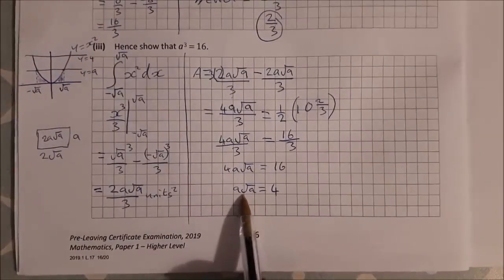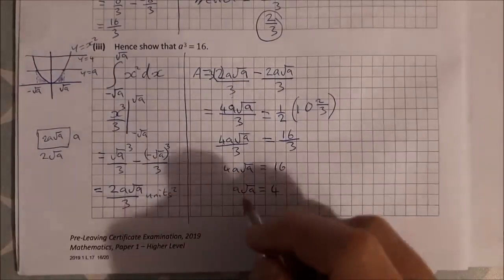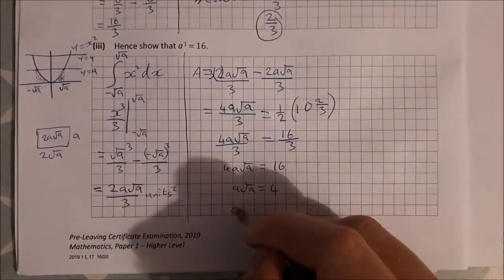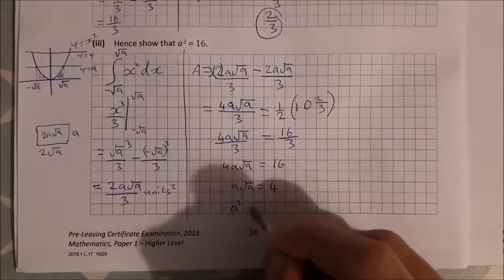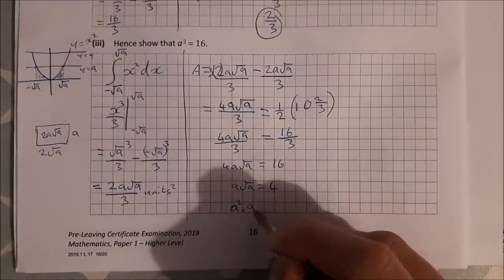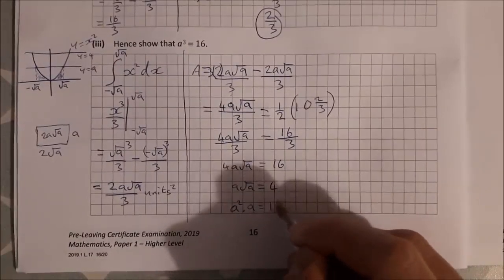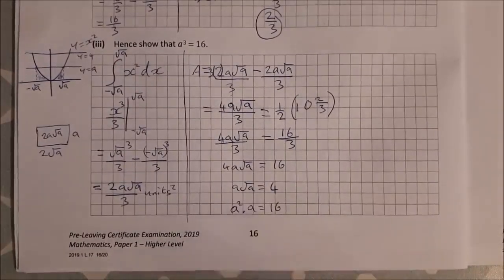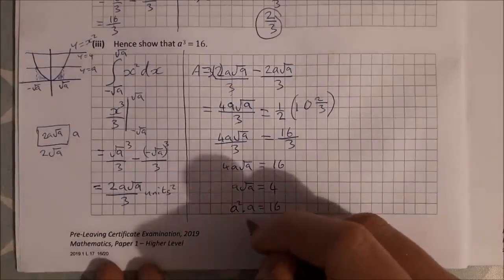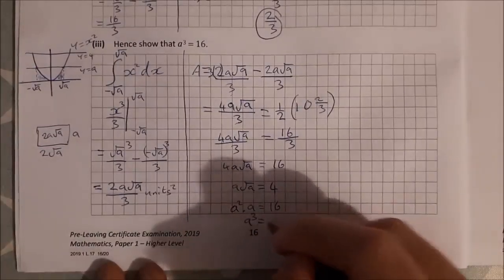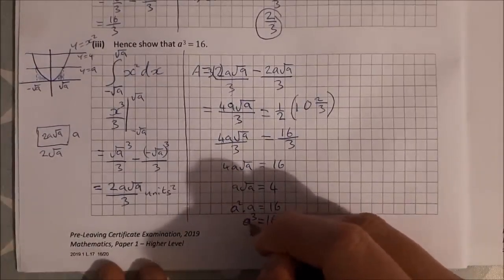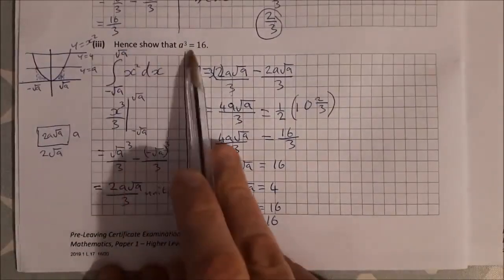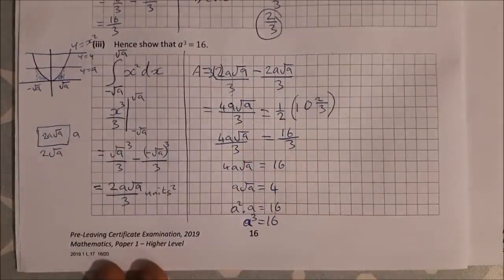I want to get rid of this square root sign, so I'll square both sides. Squaring a will give me a squared. Squaring root a will give me a, and squaring 4 will give me 16. And then a squared times a is a cubed. So a cubed is equal to 16, which is what they asked me to show. Hence show that a cubed is equal to 16.